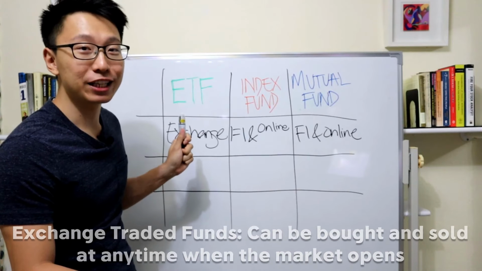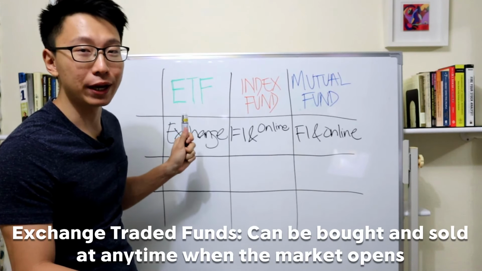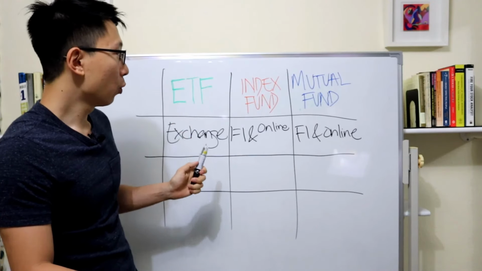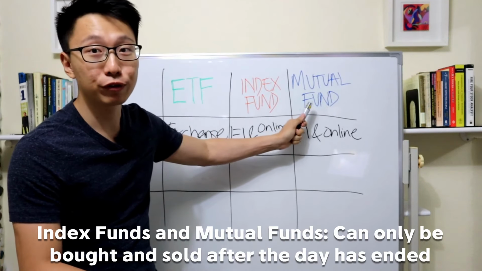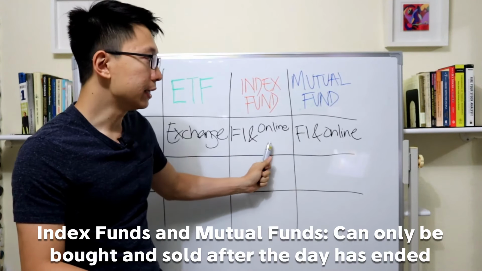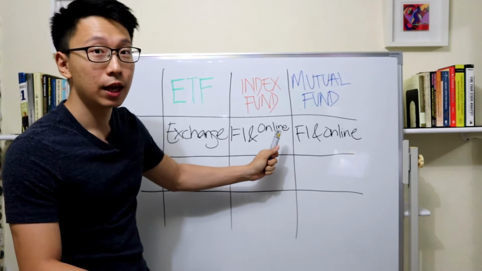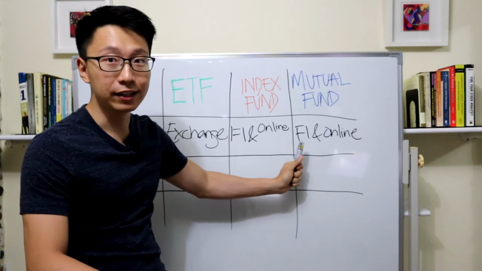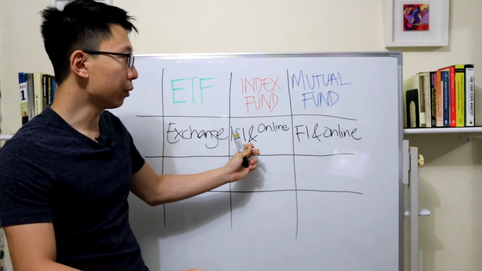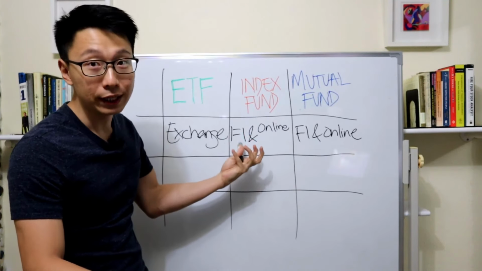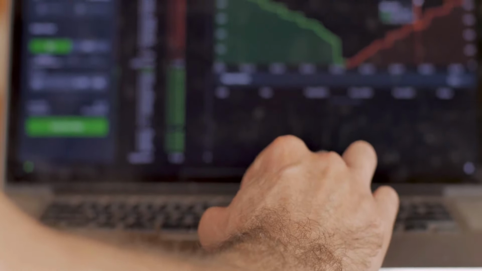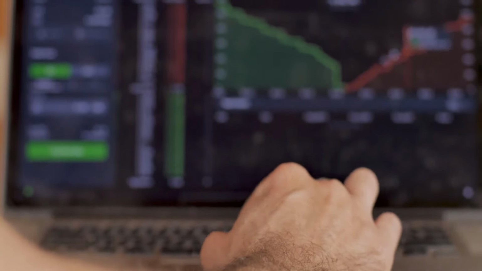Another difference is that exchange traded funds can be bought and sold at any time when the market opens, just like a stock. Whereas for index funds and mutual funds, they can only be bought and sold after the day has ended. Because once the day has ended, the price, which is called the net asset value, will be calculated so that investors can use that price to buy and sell the funds.